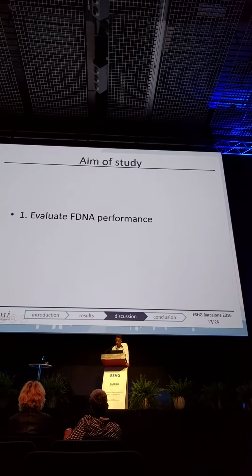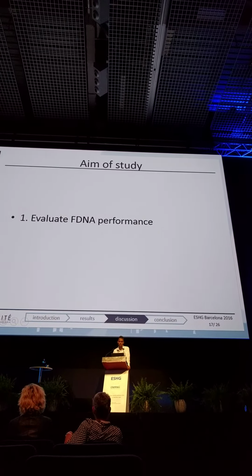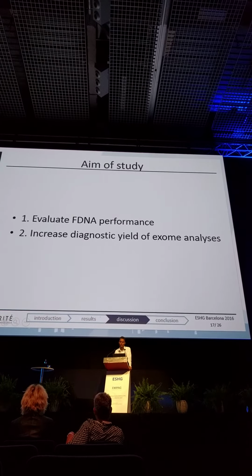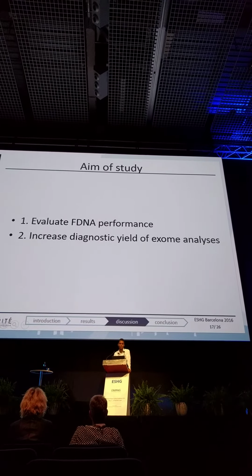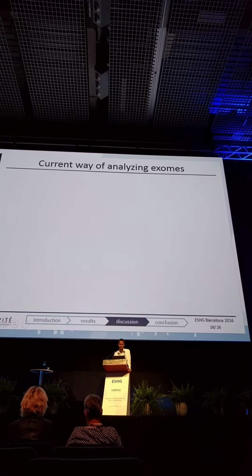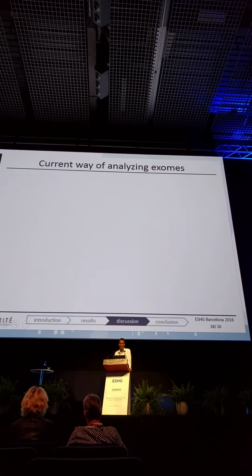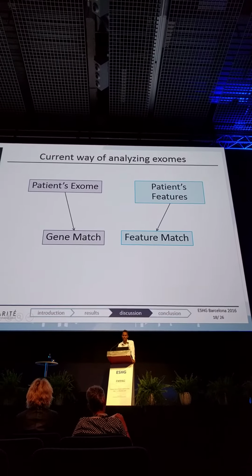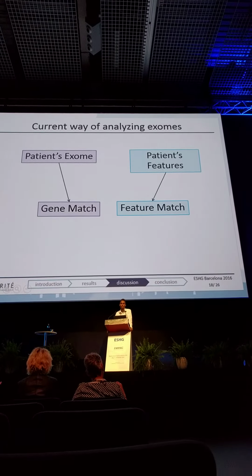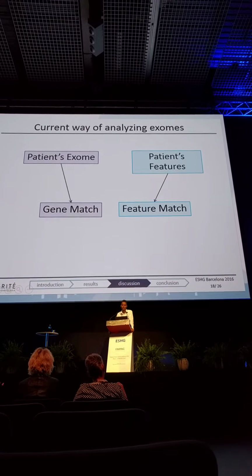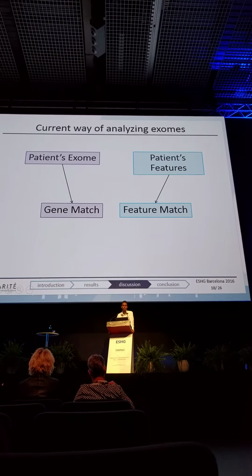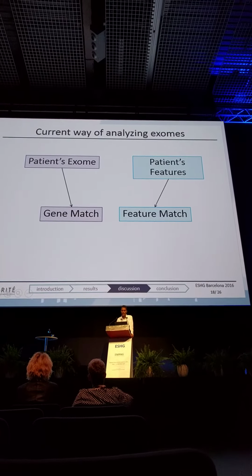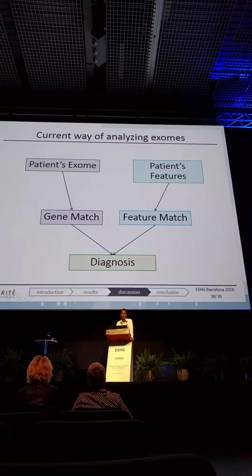So once we've seen that the performance was quite good, we thought, why not use this tool to increase the diagnostic yield in exome studies as we performed them? So how do you analyze exomes these days? You take the exome of a patient and a list of his features, and you use some kind of gene match to find the suggestive diagnosis from the patient's exome, and you do something similar with the list of the features. And then you combine those later to get the correct diagnosis.